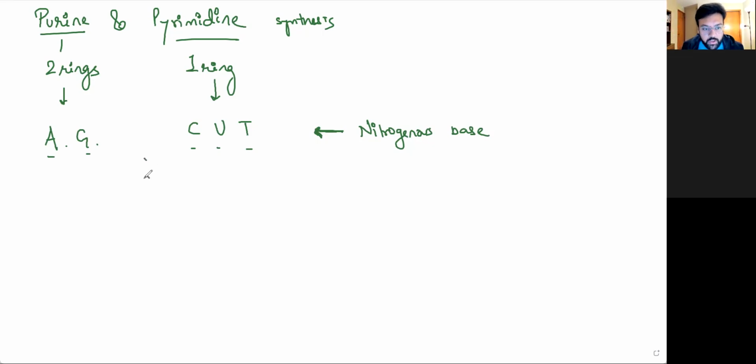Now, I just want one sugar. Can you name me one sugar which I can attach to the nitrogenous base? Deoxyribose or ribose. Just ribose, right? Organic chemically speaking, it's ribose 5 phosphate. Okay, and that's our sugar. Nitrogenous base, and ribose 5 phosphate is our sugar.